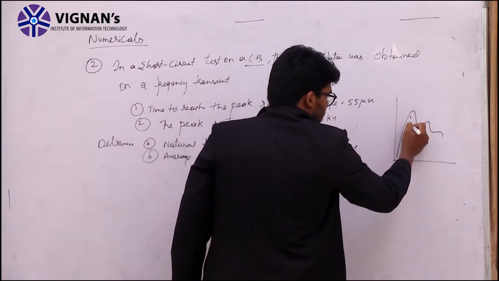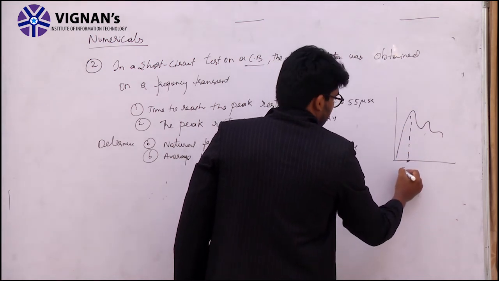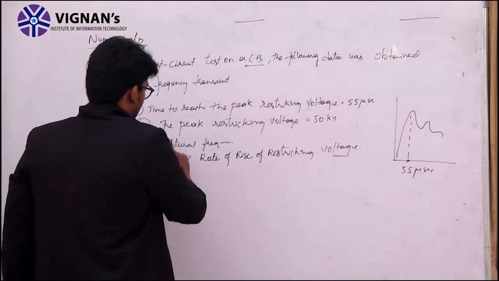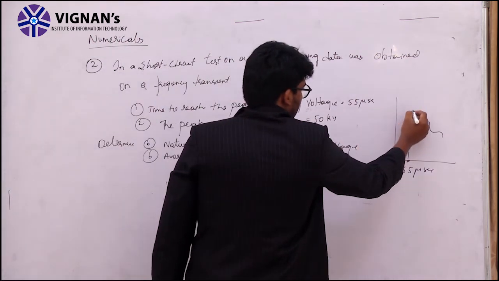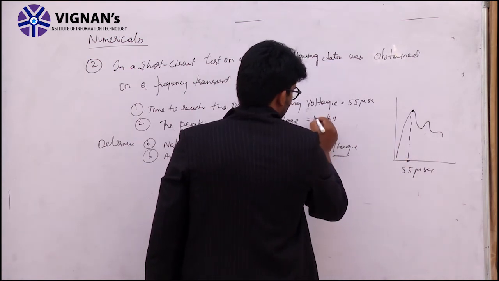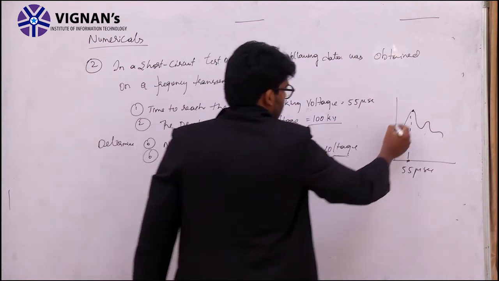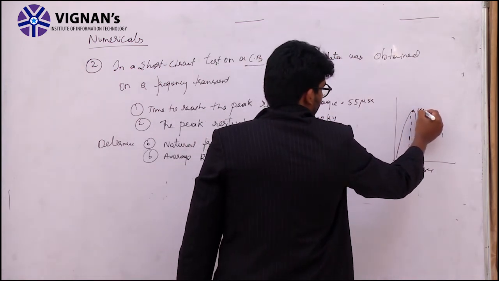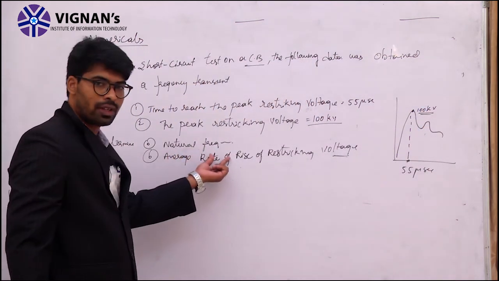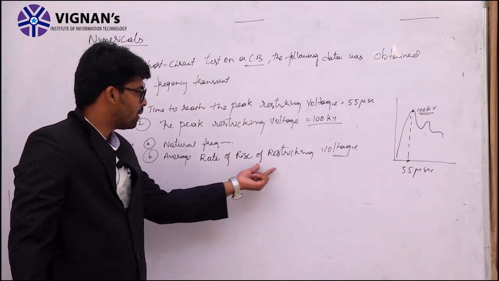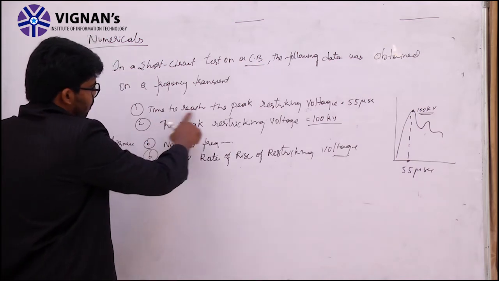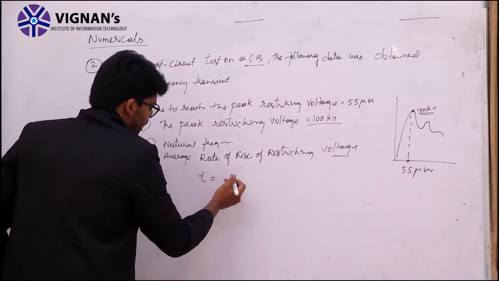The time to reach the peak restriking voltage is 55 microseconds, and the peak restriking voltage is 100 kV. He is asking to find the natural frequency and the average rate of rise of restriking voltage.